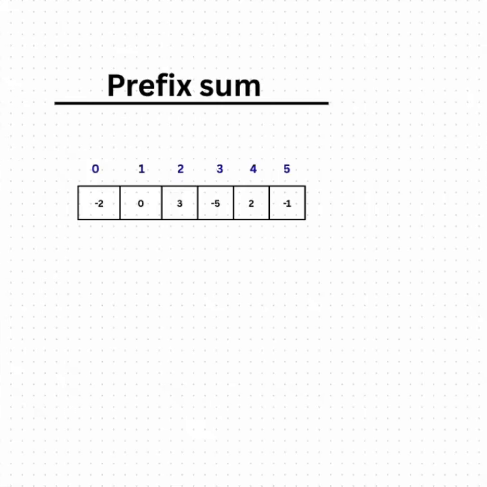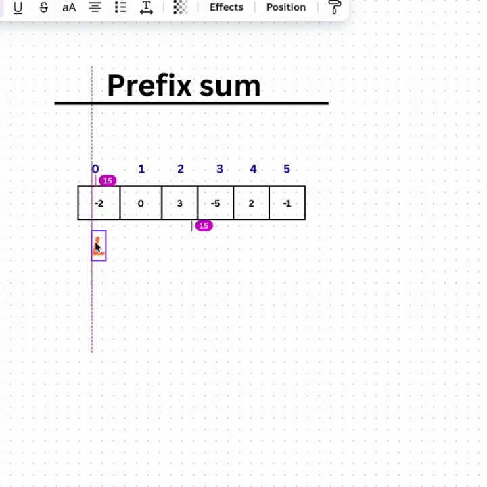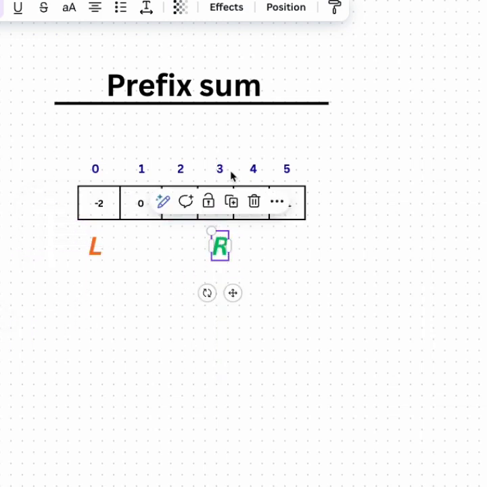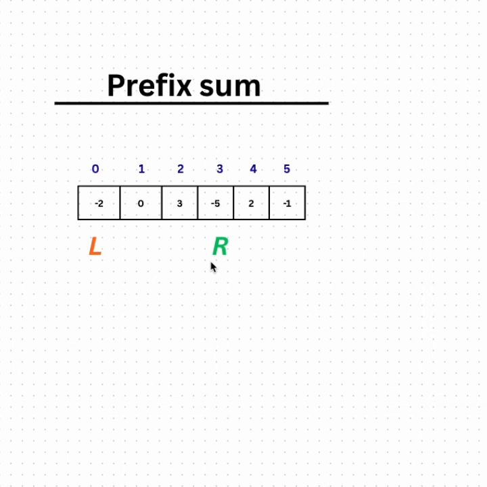Because if we go back to the question, what did they ask us for? They asked us to return the sum of elements between indices left and right. So an example could be something like from here, the 0th index, that's L, till here, which is the 3rd index. And remember when they said inclusive, this just means the -2 at the 0th index and the -5 are included in the sum. So it would be -2 plus 0 plus 3 plus -5. That's all they're saying with the word inclusive.